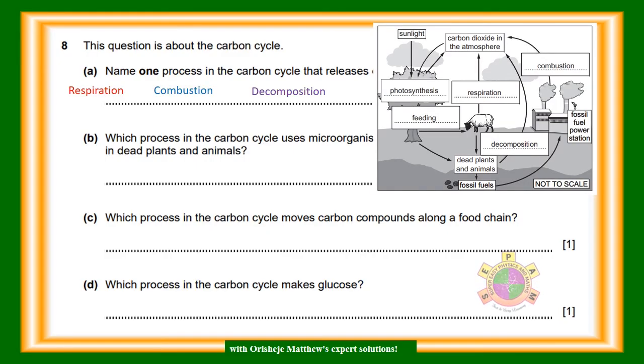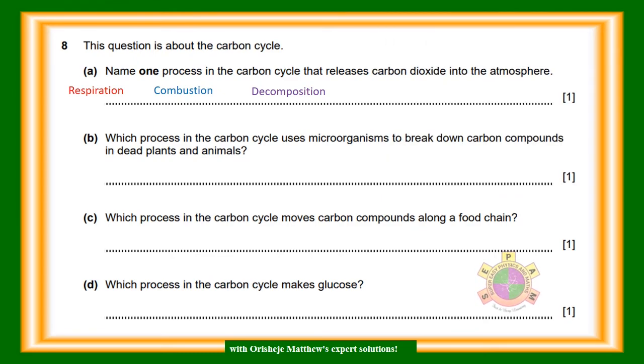Question 8b. Which process in the carbon cycle uses microorganisms to break down carbon compounds in dead plants and animals? Microorganisms break down carbon compounds in dead plants and animals to release carbon dioxide through the process of decomposition or decay. Question 8c. Which process in the carbon cycle moves carbon compounds along a food chain?